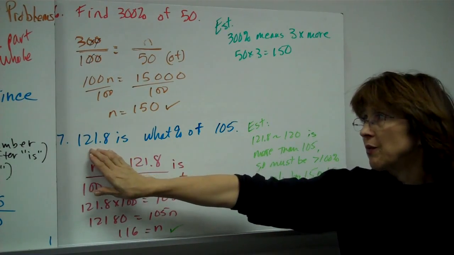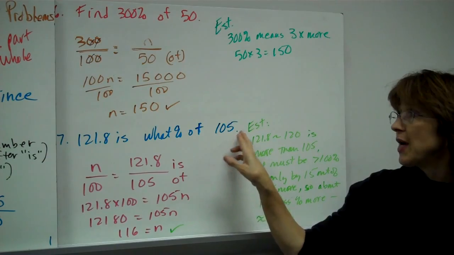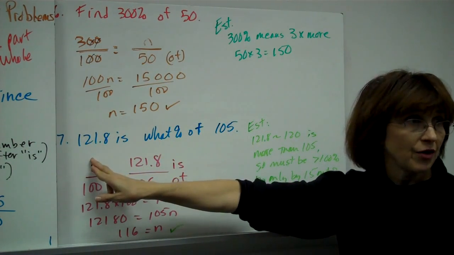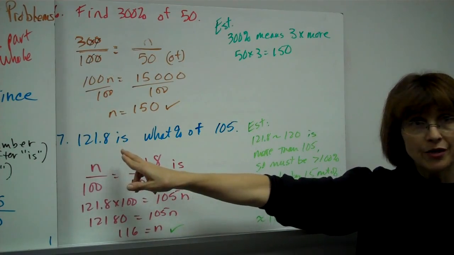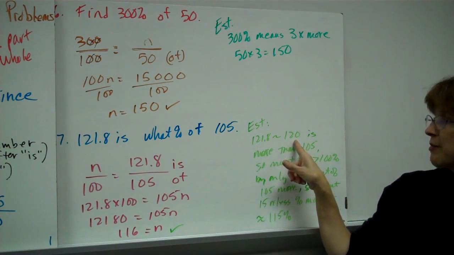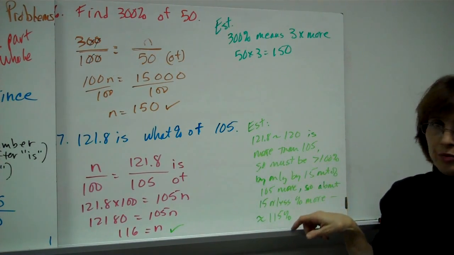What if you had 121.8 is what percent of 105? Imagine you had a test, 105 questions, and there was some bonus, and you got 121, 122 of them right. Would you get more than 100% or less? You'd get more. So you can estimate it. 121 is about 120, and that's more than 105, so you know it's going to be more than 100%.